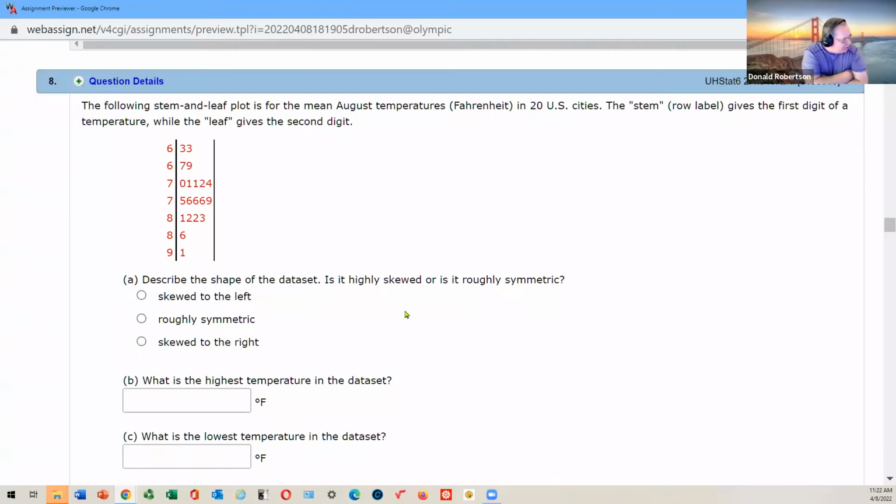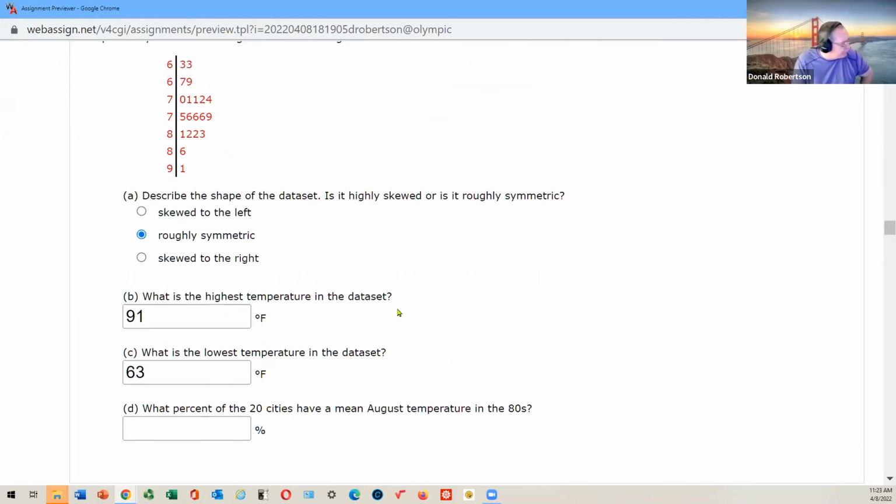So here's the question. Skewed left, skewed right, or roughly symmetric? Roughly symmetric. I would bet that would be the one. Now, if they said to you, what is the highest temperature, wouldn't you simply look at that one and say 91? And if they said, what was the lowest temperature, wouldn't you pick that one and call it 63? Would you agree stem and leaf are really good for questions like biggest and smallest? And they're pretty good at telling the shape: roughly symmetric, skewed left or right.